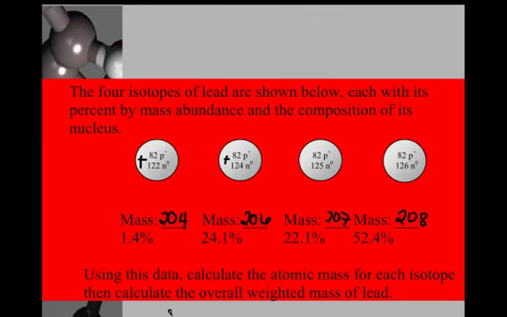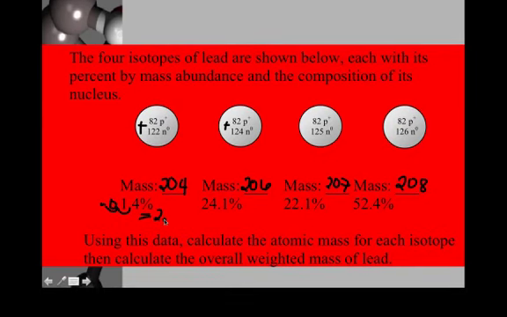Okay, so now take the percent abundance for the first one. Change your percents to decimals by moving the decimal place. So 0.014 times 204 is our mass? I get 2.856. So we're just multiplying these two numbers, the abundance times the mass.